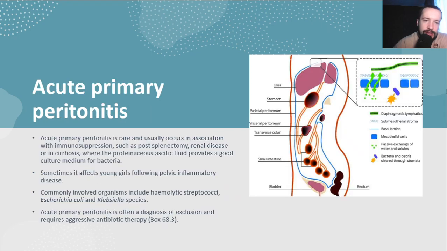Acute primary peritonitis is rare and usually occurs in association with immunosuppression, such as post-splenectomy, renal disease, or in cirrhosis, where the proteinaceous acidic fluid provides a good culture medium for bacteria. Sometimes it affects young girls following pelvic inflammatory disease. Commonly involved organisms include hemolytic Streptococcus, Escherichia coli, and Klebsiella species. Acute primary peritonitis is often a diagnosis of exclusion and requires aggressive antibiotic therapy.